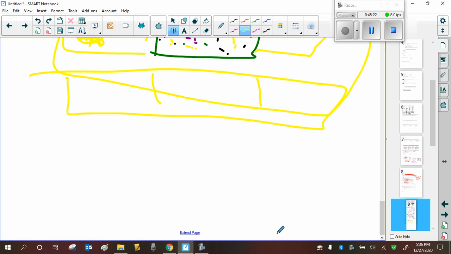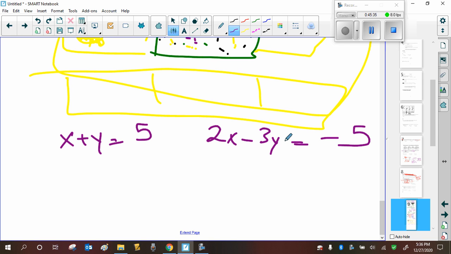And that question is, x plus y equals 5, and 2x subtract 3y equals negative 5. The question is going to be solved by substitution.